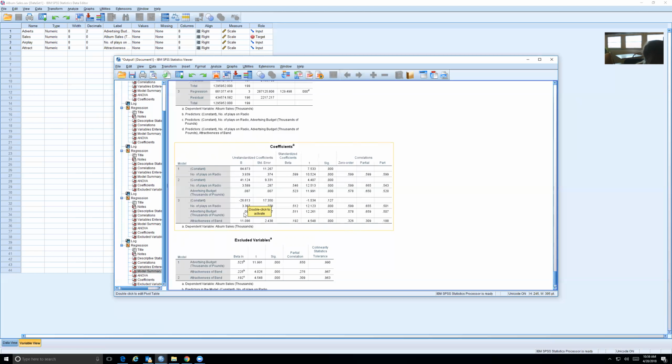Then he uses plus 0.08 times advertising right here. And then he uses 3.37 right here times airplay. And he uses 11.09 times attractiveness. And he actually can come up with a prediction formula that tells you what dollar amount of sales you can predict based on how many times a song was played, what the advertising budget was, and how attractive the band was. So it's a powerful way of predicting something that we don't quite have in ANOVA.